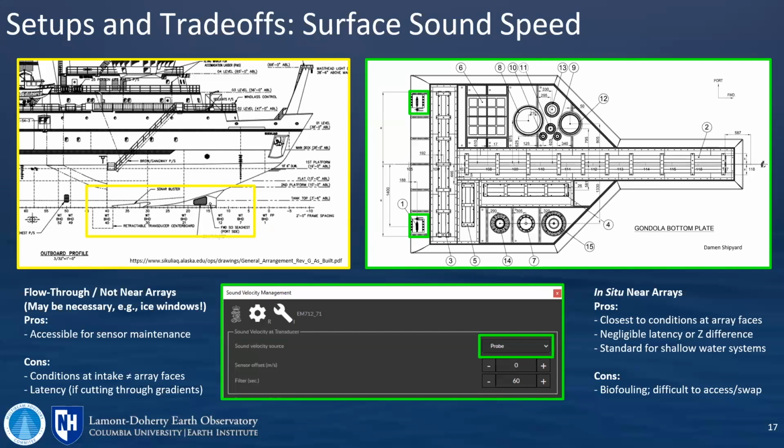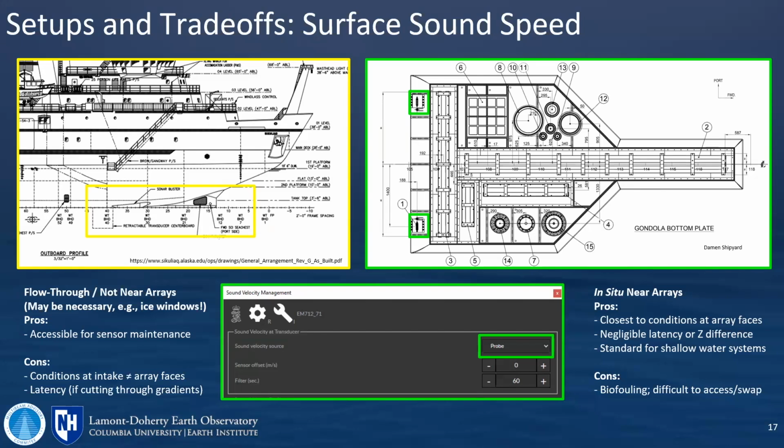Generally speaking, there tend to be two types of setups. One is a flow-through system, which would be important especially for ships with ice windows, where you can't really put a sound speed probe in a meaningful way through the hull. You might have to build your surface sound speed sensor into a flow-through system. The other is preferable, where you have your in situ sensors directly next to the arrays. And so anything that the sensor is picking up, you could assume is the reality in front of the array. So there are some pros and cons to each of these.